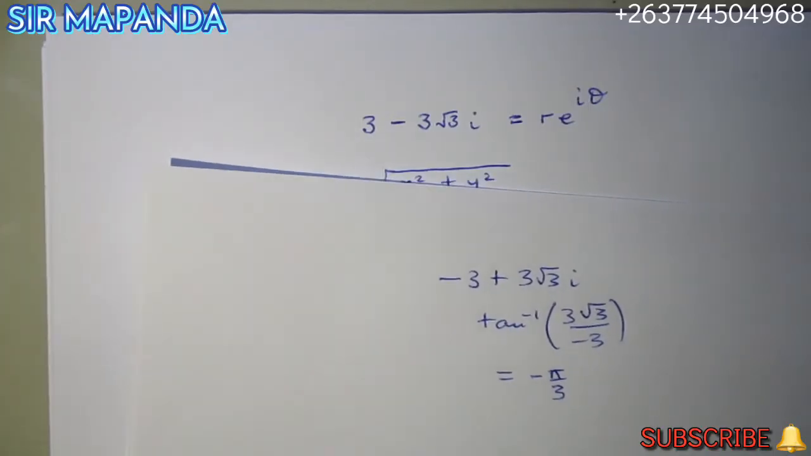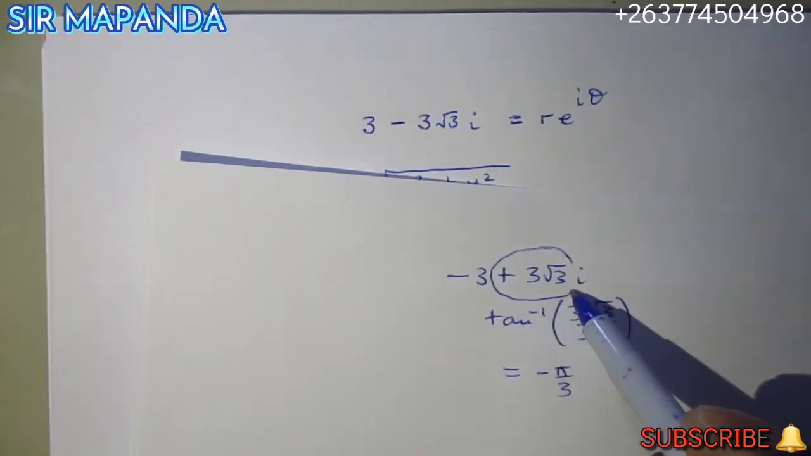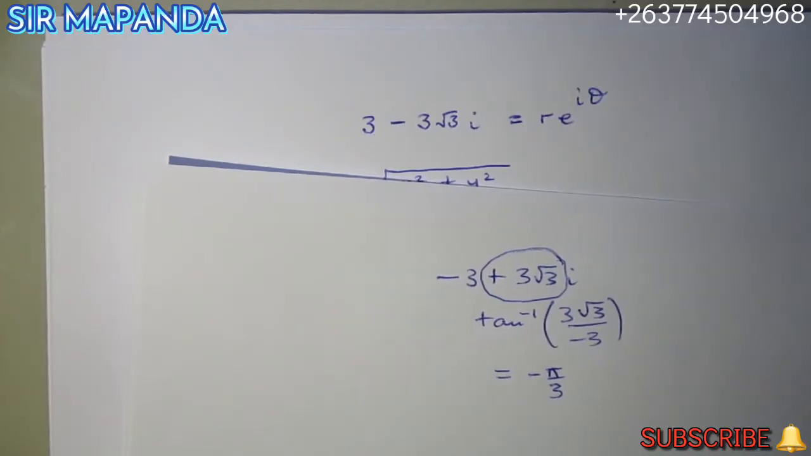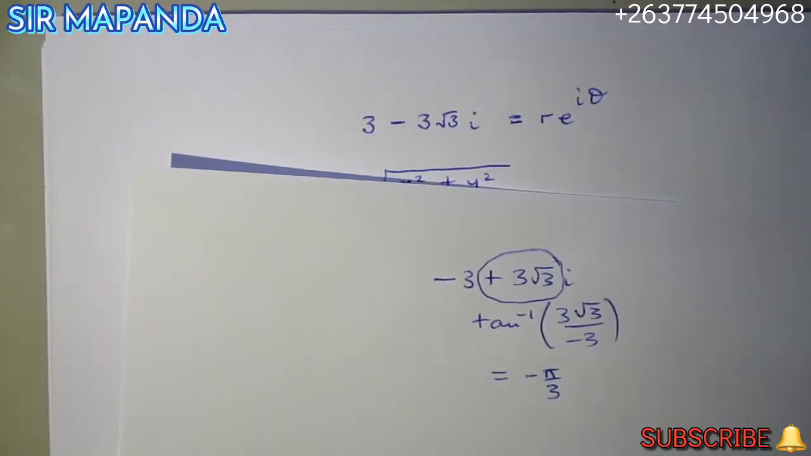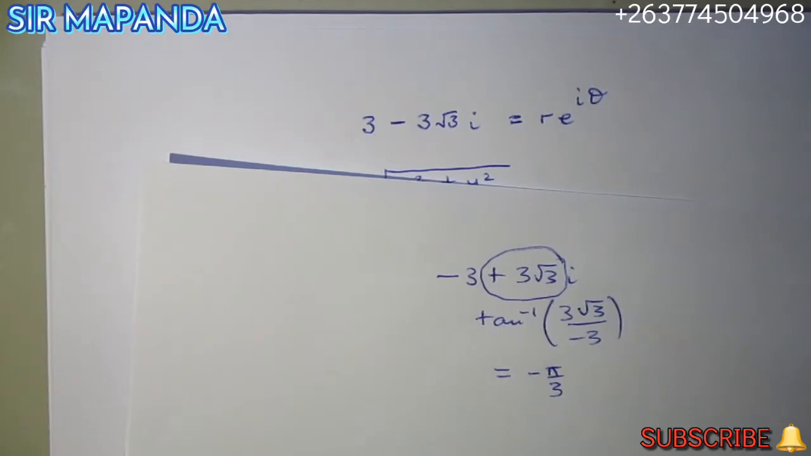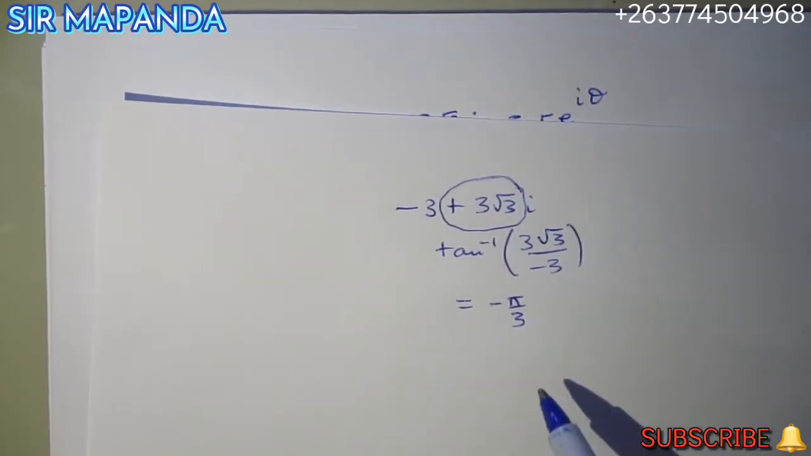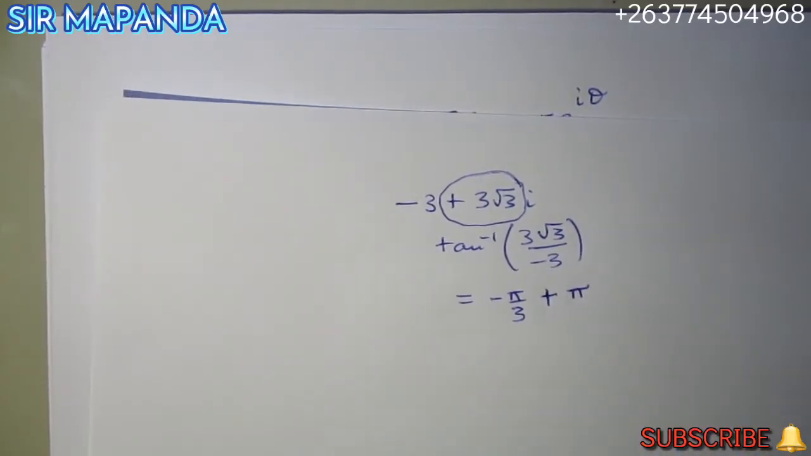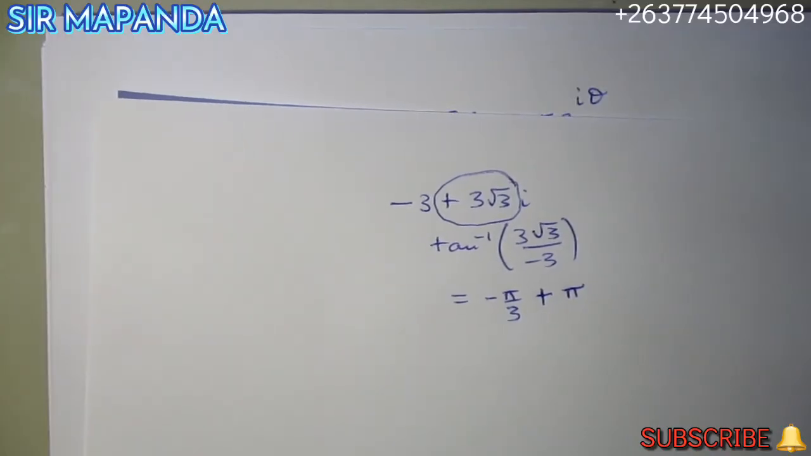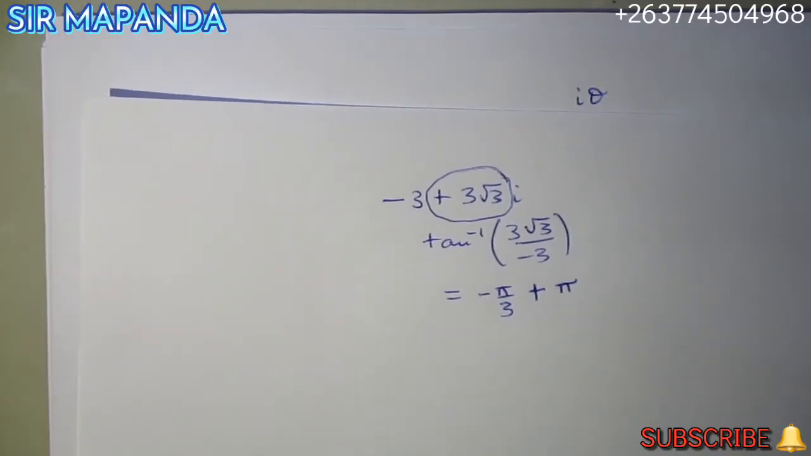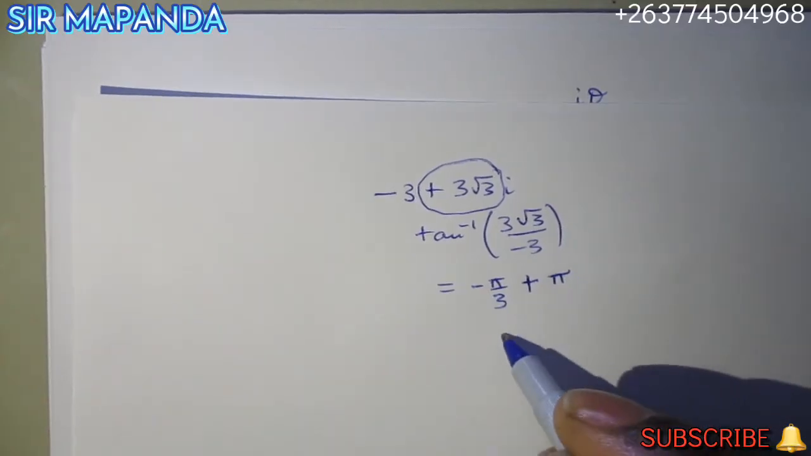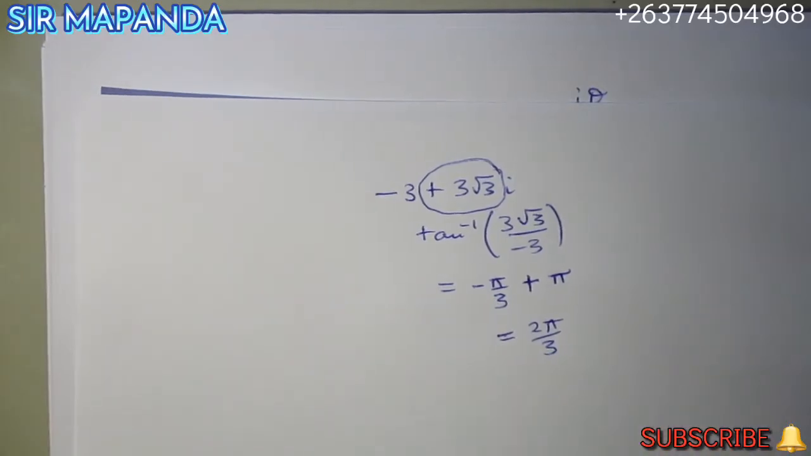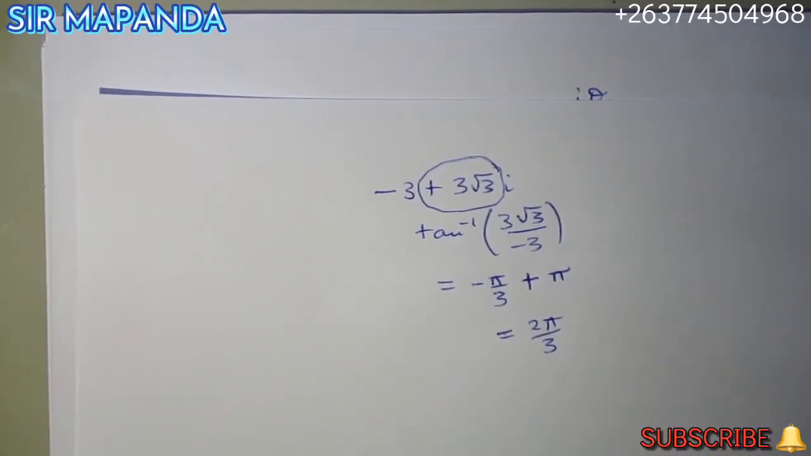So what you need to do is check the coefficient of i on the complex number. If the coefficient of i on the complex number is positive, it means that your final answer for the argument must be positive as well. So if you get minus pi over 3, you adjust by adding pi, where pi is the same as 180 degrees, converted from radians to degrees. So minus pi over 3 plus pi, your final argument becomes 2 pi over 3.